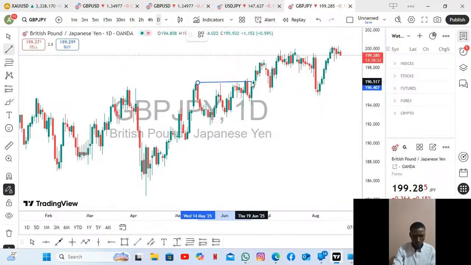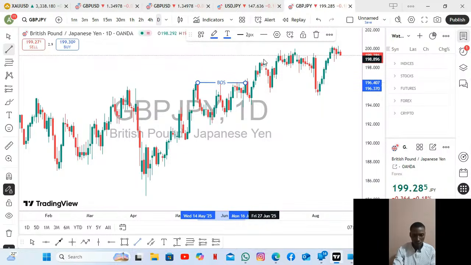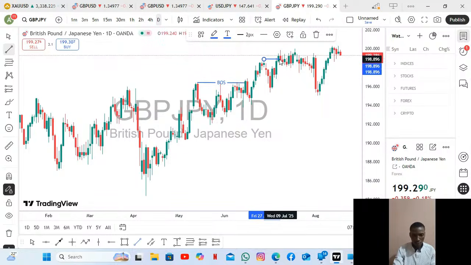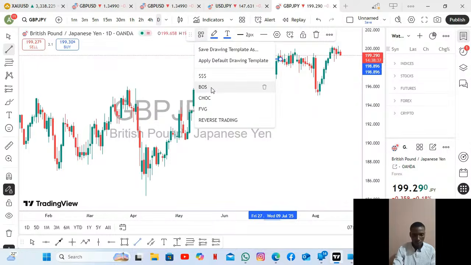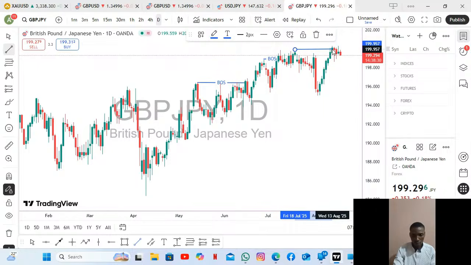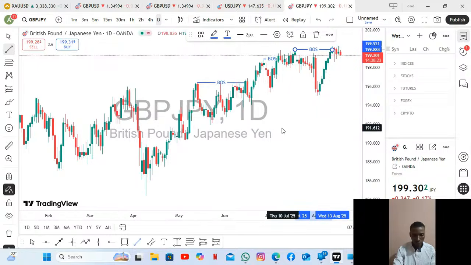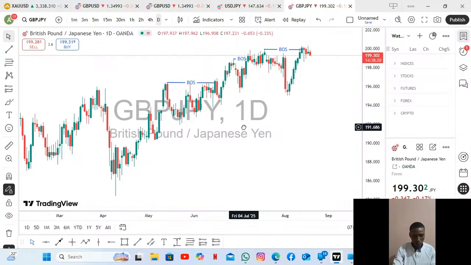GBP JPY. This is the break of structure on the 4-hour time frame. Another break of structure on the 4-hour time frame. Another break of structure on the 4-hour time frame. Break of structure, break of structure, break of structure.